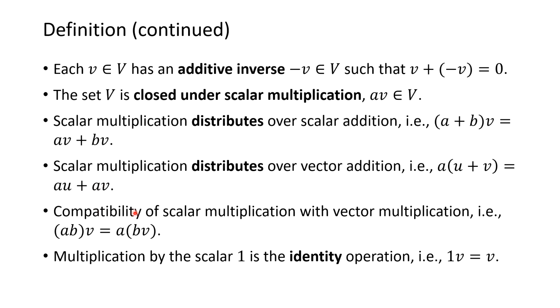You have a sort of associative law for the scalars. So ab times v is the same as a times b times v. And then finally there's scalar multiplication by an identity element or a unit, and the number one times v gives you back the vector again. Okay, so these are the 10 axioms.